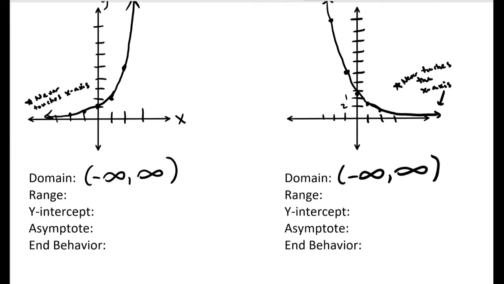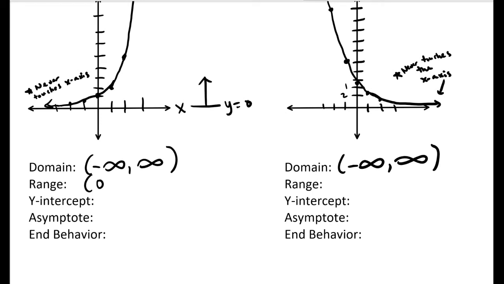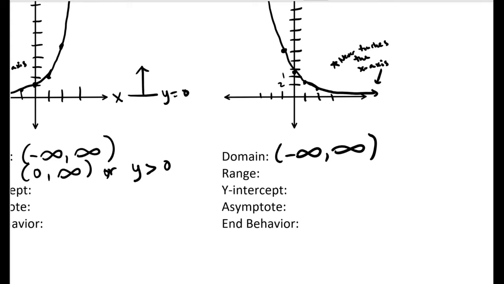Now the range is going to be from the x-axis upward. So therefore, the smallest y value is y equals 0. And then it just goes up from there if you look at the graph. So therefore, my range is from 0 to infinity. And we're not going to include the 0 because this never touches the x-axis. So therefore, we're going to put a parentheses, not a bracket there. Or you could just say y is greater than 0. All right, same thing for here. You know, the smallest that y gets is 0, and then it just goes up from there. So you could do 0 to infinity, or you could do y is greater than 0.